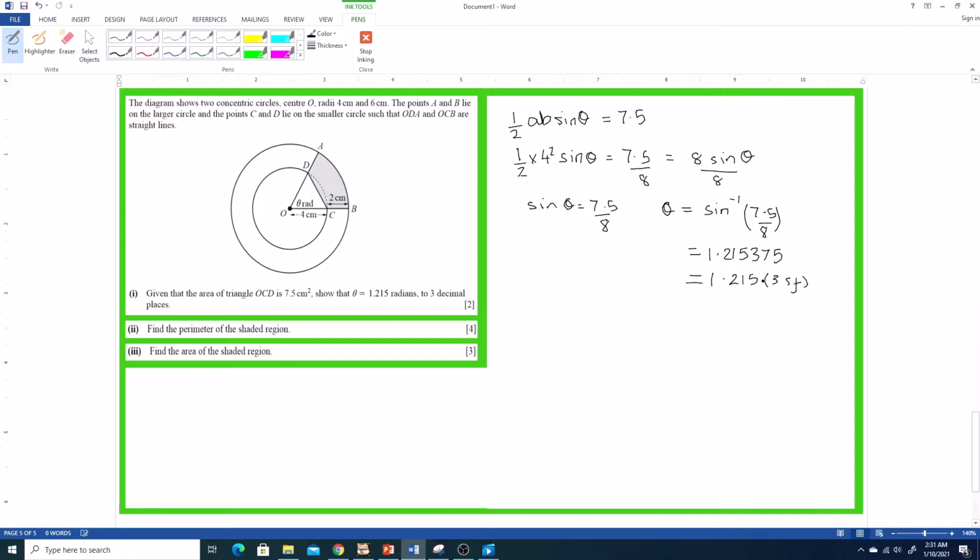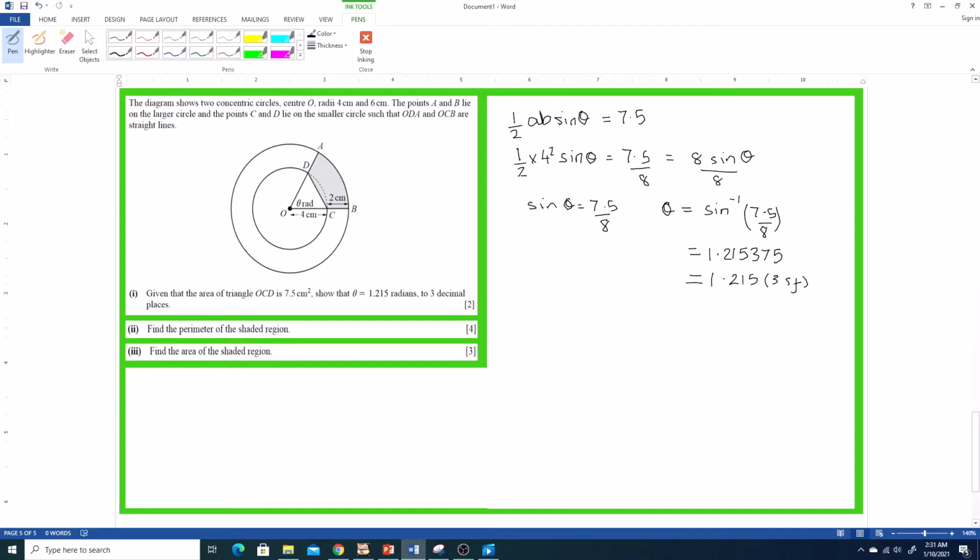Cool. Part 2. Find the perimeter of the shaded region. So the shaded region has AB. AB is an arc length. BC is simple, it's 2 centimeters, it's given, and it's also equal to AD, 2 centimeters as well. Now this bit is not an arc length, it's actually a straight line because it comes from this triangle. The one formula I want you to remember is the cosine rule. That's going to help us get this line. So I'm going to do it in one step.